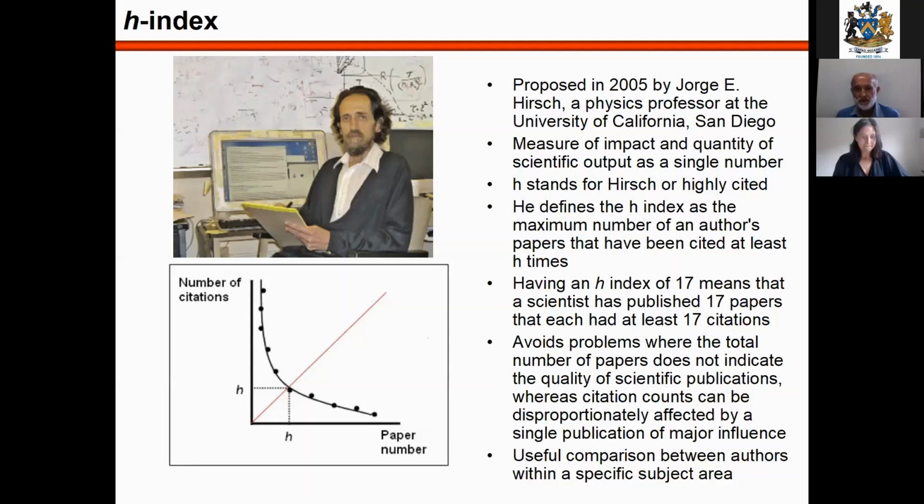Don't use it to compare a young scientist with an older scientist, because H indices can only increase over time. Don't use it to compare an engineer with a biologist. The fields and citation patterns are entirely incomparable.